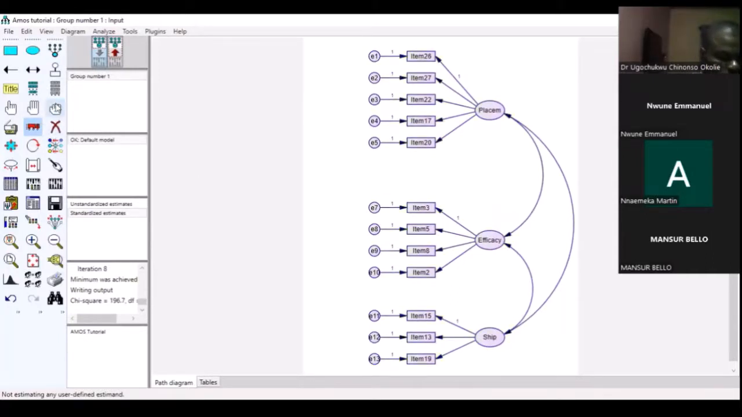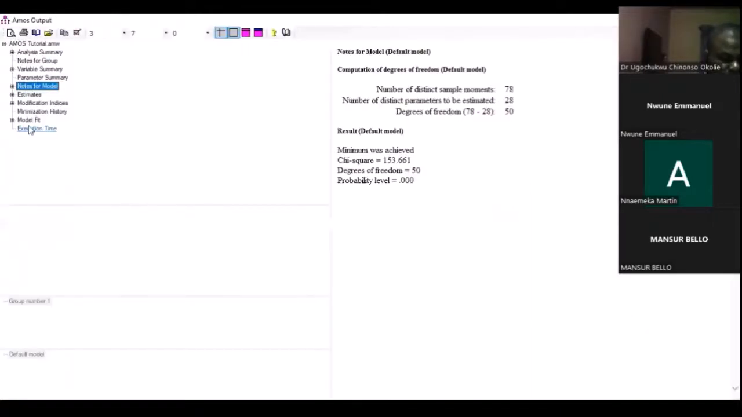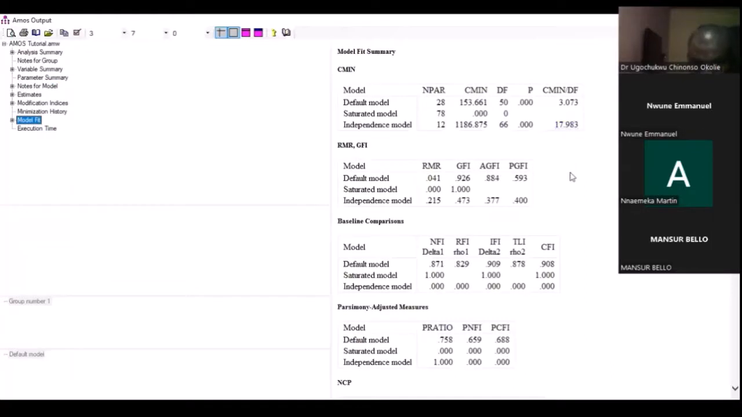Then we covary error terms 1 and 2, and then we rerun the analysis to see if there is any improvement, if the model is going to improve. So we go to the output. Are you seeing the output?